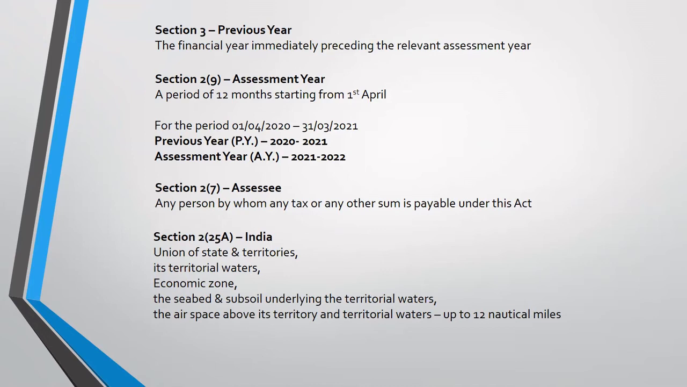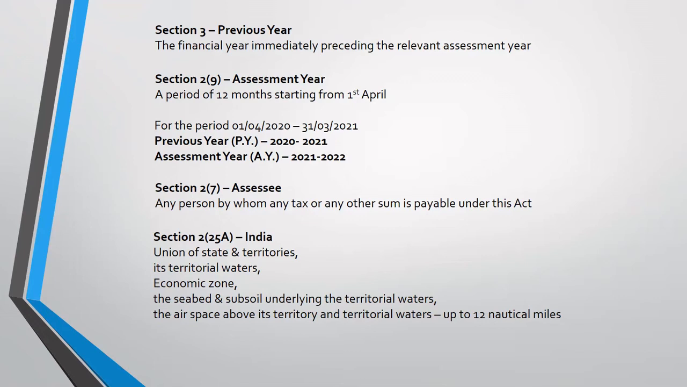Previous year is defined under section 3 of the Act. For chartered accountants, it is previous year and assessment year, so we would look at previous year and assessment year together. Assessment year is defined under section 2.9. Previous year is defined as the financial year immediately preceding the relevant assessment year. Okay. So previous year is the financial year in which you earned the income.